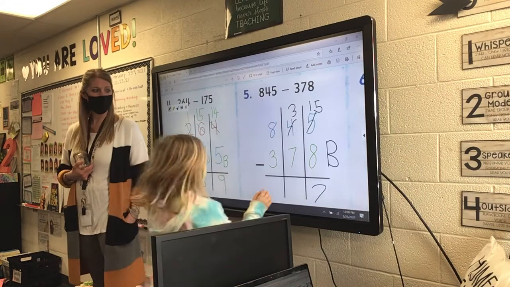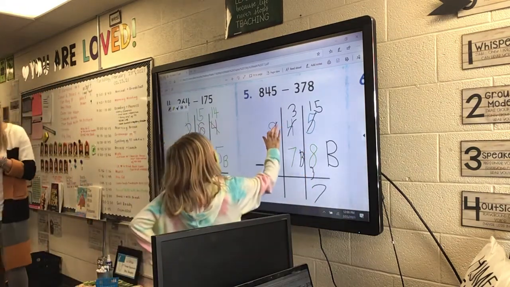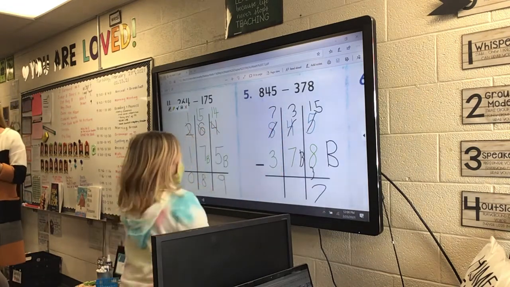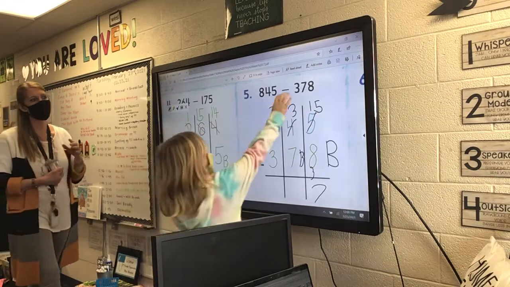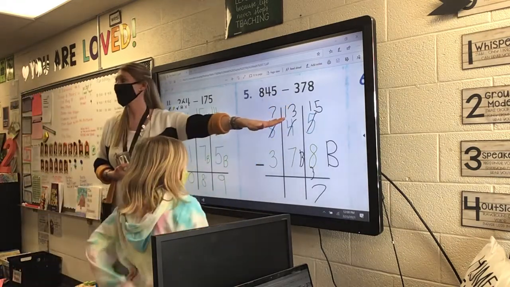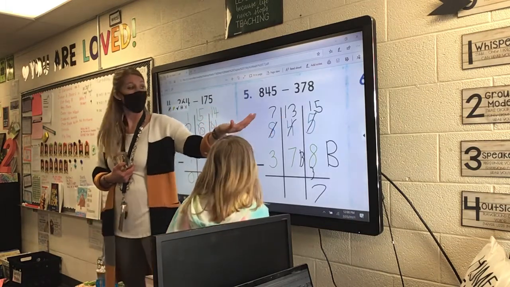Not happening, John said. Bigger bottom, better borrow. So she's going to go to the neighbor, the 8 in the hundreds, and she's going to take 1 away from the 8. It becomes a 7. And then she's going to move that 10. Good job, Charlotte. So now, she put a 10 in front of this 3. Don't put it in front of the 4. That's why you have to cross off.